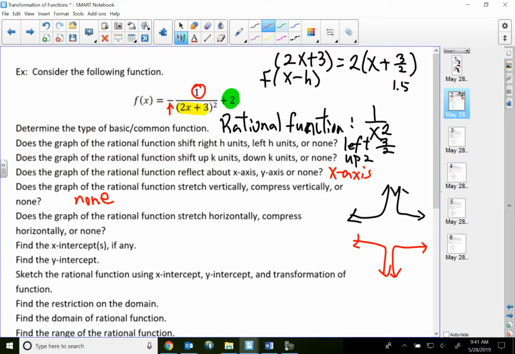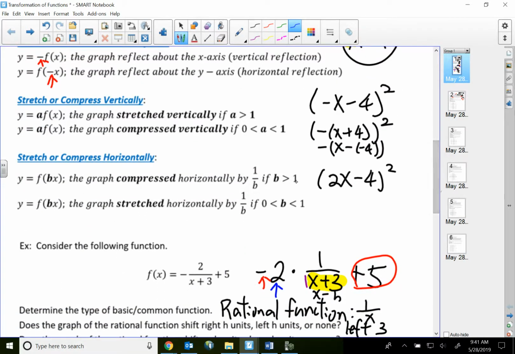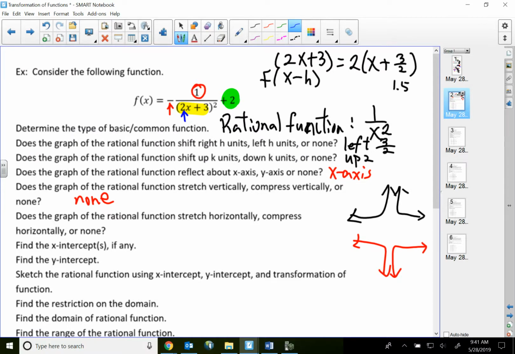Horizontal compress. Well, the b part is always the coefficient inside the function in front of the x, which is 2, which is bigger than 1. So I actually compressed horizontally. You can just use my wording, which one you're going to pick: compress horizontally, or you can say none. Reflect about x-axis, y-axis, or none. That's why I wrote x-axis. I'm just using the same wording.